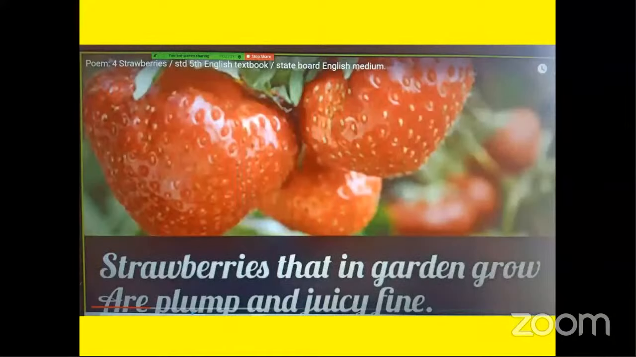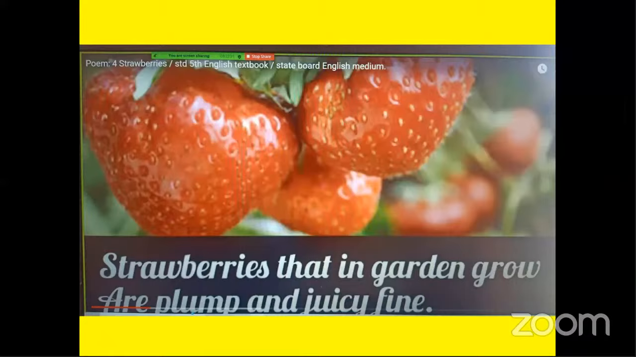What does this last line say? You can see such a nice, beautiful picture, isn't it? Yes. Read the last line, children. Strawberries that in a garden grow are plump and juicy fine. So you can see there are so many dots in that.